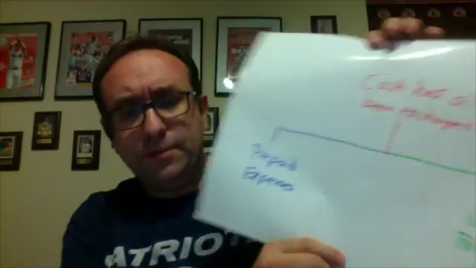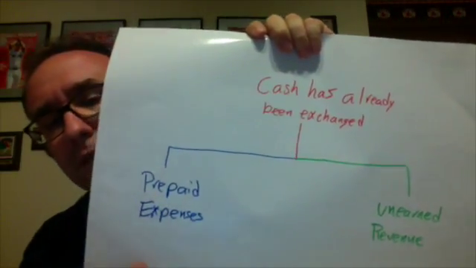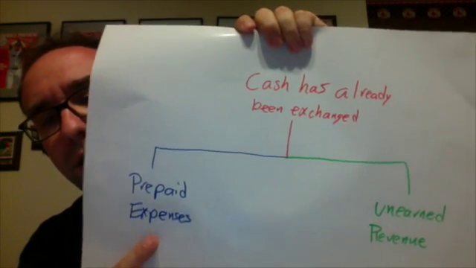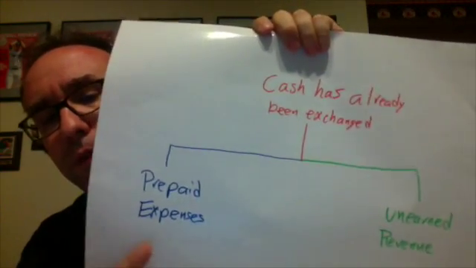Now, in the first category I mentioned, was that cash has already been exchanged, which again means that there was a prior transaction that involved cash. Well, generally I break this down into two different types, really. I'm going to have prepaid expenses is one, and then the other one is unearned revenue. I'll start with prepaid expenses though.